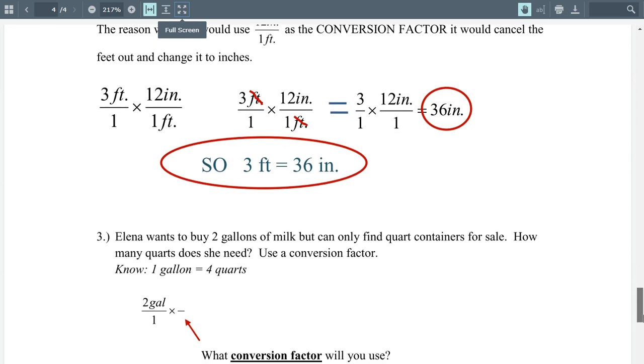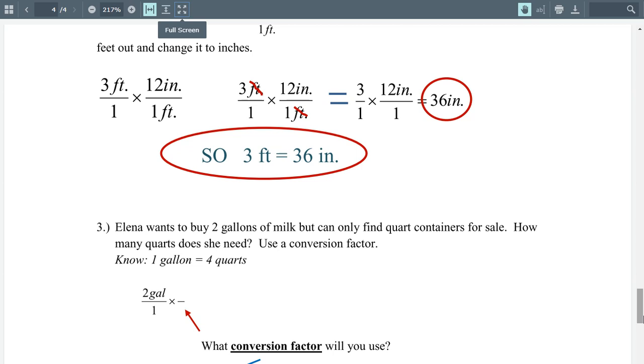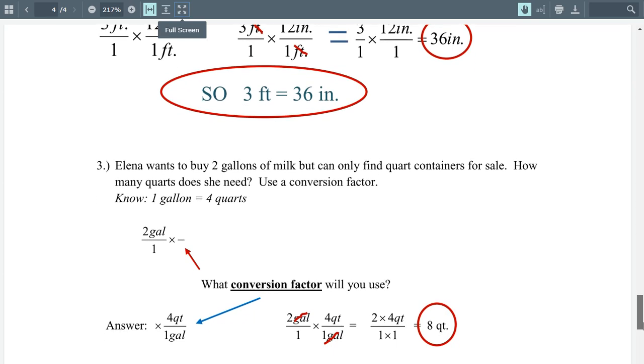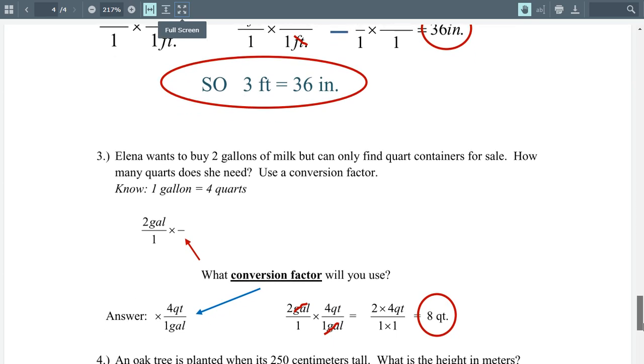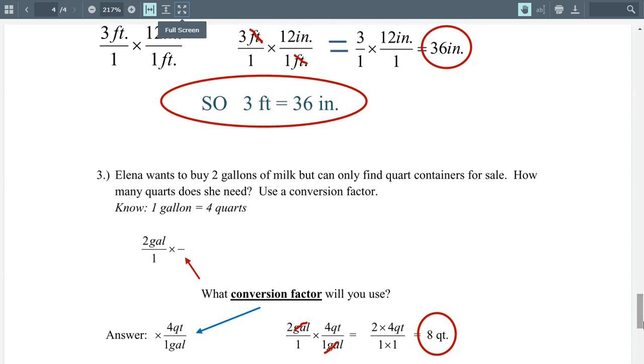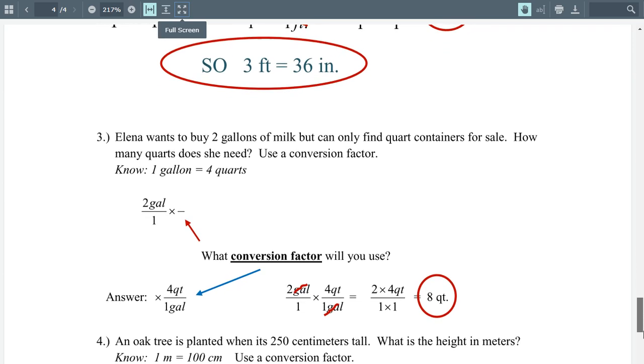So let's look. 2 gallons over 1 times what? So how would you write 1 gallon? Would it be 1 gallon over 4 quarts, or would you multiply 2 gallons by 4 quarts over 1 gallon? And the answer is you multiply by 4 quarts over 1 gallon because you want to cancel the gallons out. And when you do that, you multiply across, 8 quarts. So 2 gallons equals 8 quarts.